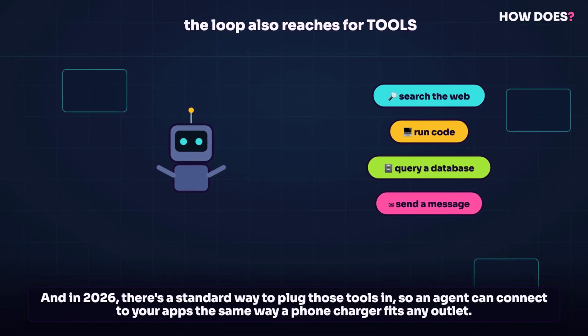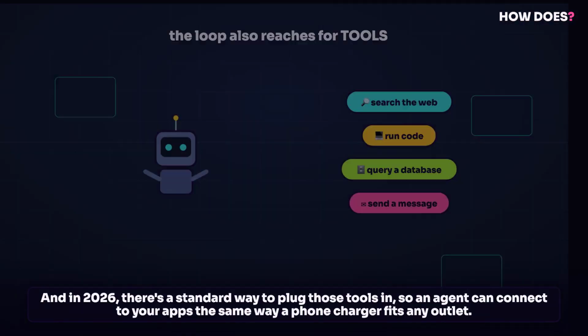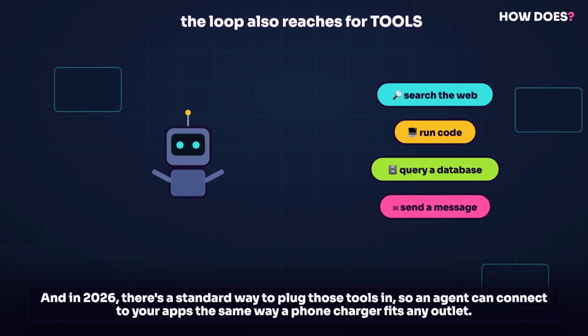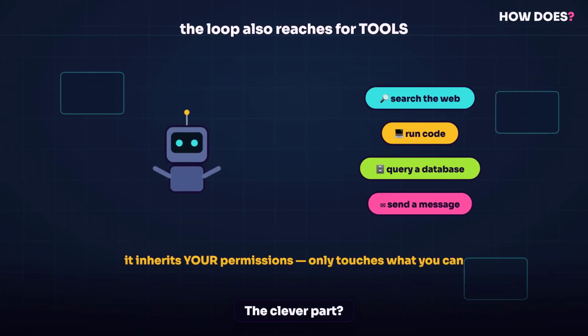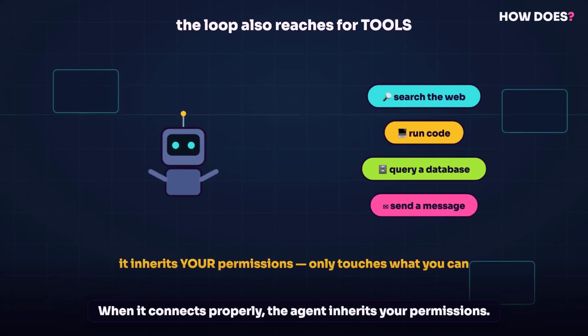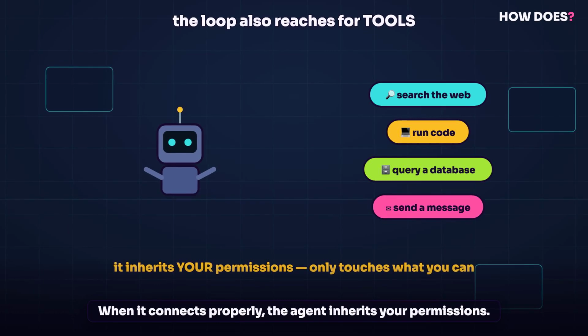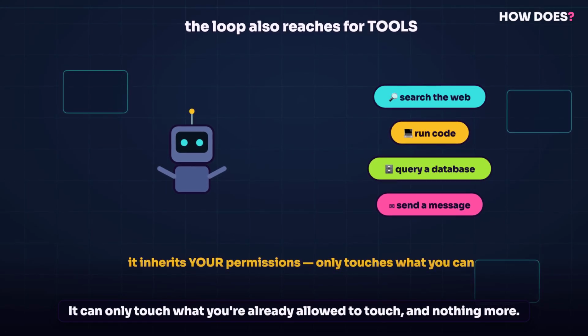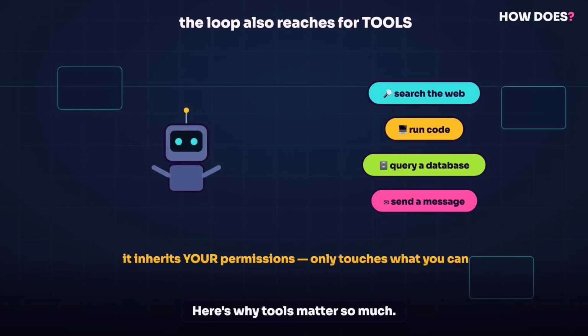And in 2026, there's a standard way to plug those tools in, so an agent can connect to your apps the same way a phone charger fits any outlet. The clever part? When it connects properly, the agent inherits your permissions. It can only touch what you're already allowed to touch, and nothing more. Here's why tools matter so much.